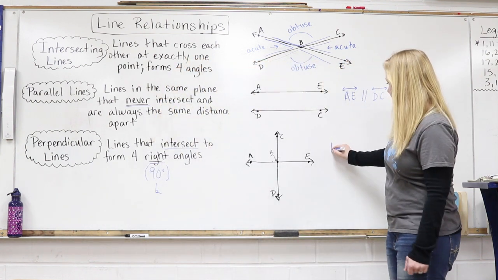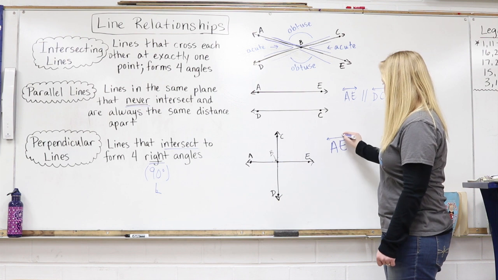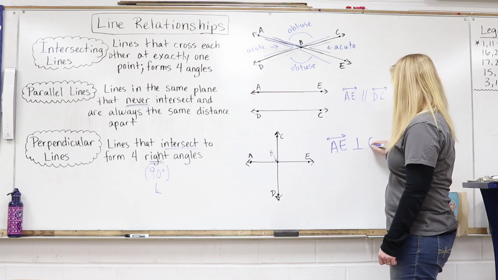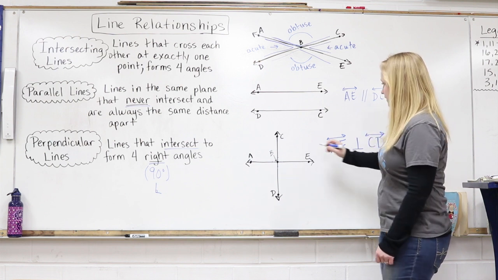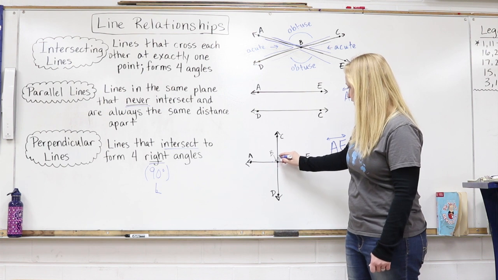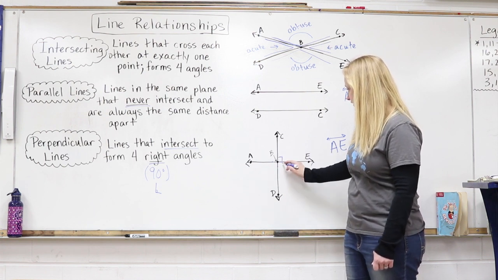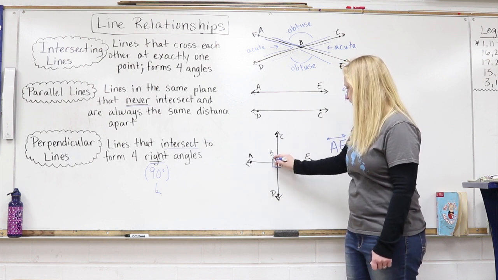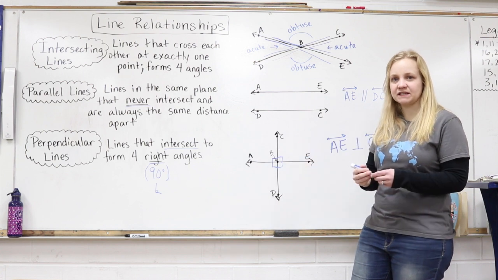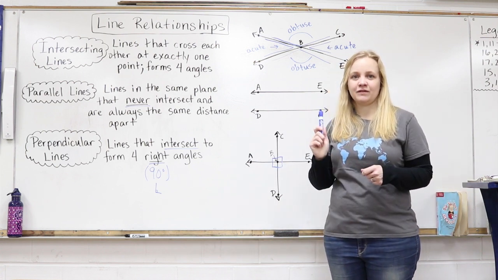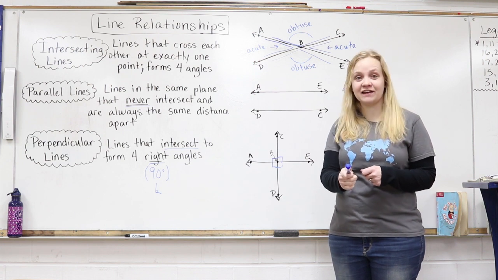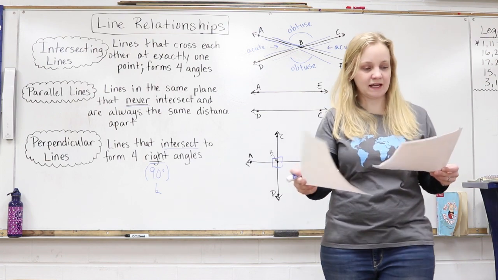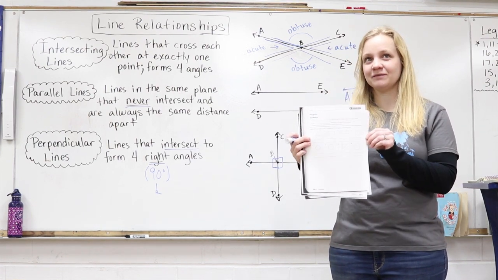Here's how you might see it written. Line AE is perpendicular to line CD. I forgot what my line was called. So CBE is a right angle, EBD, DBA. These are all right angles that you see in there, and it looks like a perfect T or a cross. That's it for line relationships, and the next one coming up is for your PW92, which is all about polygons.